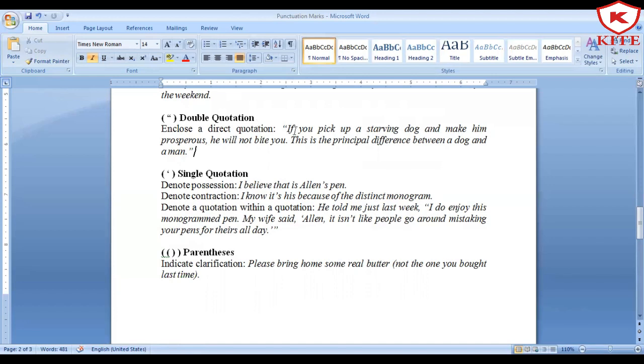See? If you pick up a starving dog and make him prosperous, he will not bite you. This is the principal difference between a dog and a man. So this is something that has been told by a famous person and that has become a quotation. And if you want to mention the same thing to someone, you can put it into inverted commas.